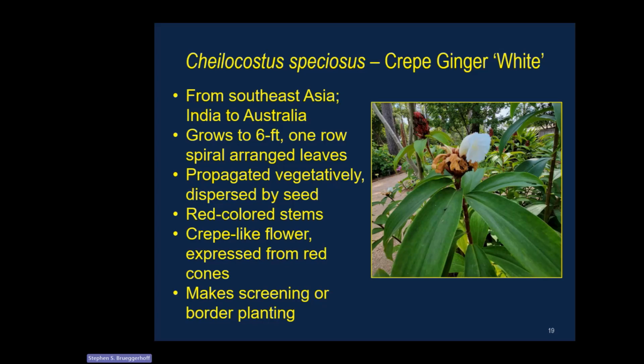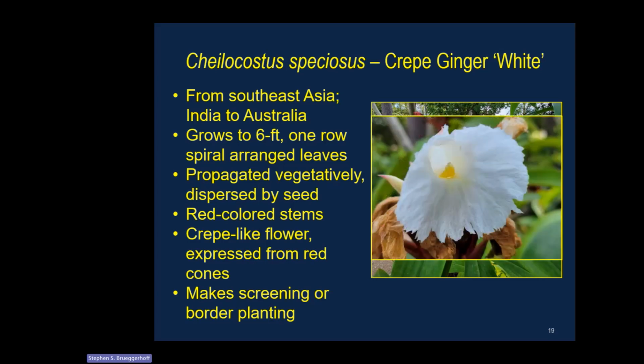And these are commonly referred to as crepe gingers because of that kind of petticoat-like shape of the flowers when they're fully expressed. So these are from Southeast Asia, and they have a natural distribution from India all the way over to the islands in Australia. They can grow to 6 foot tall. Typically, they'll grow in a row of spirally arranged leaves. So they have these pseudo stems that kind of emerge almost similar to a spiral cactus, not quite, that curvy shape of the spiral cactus.